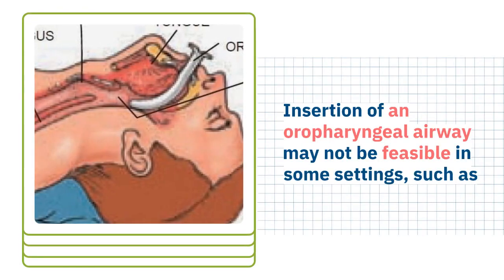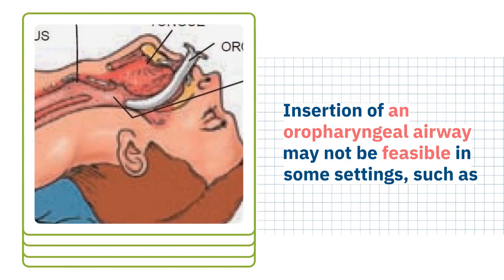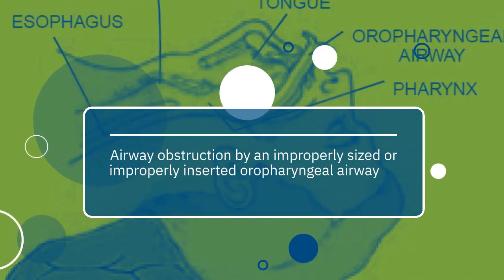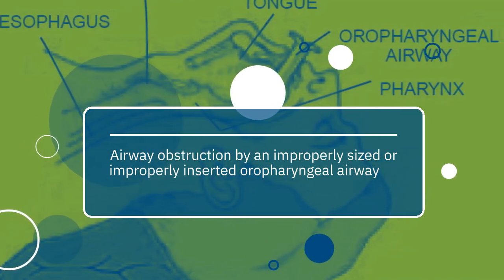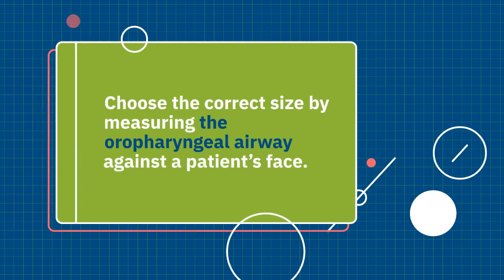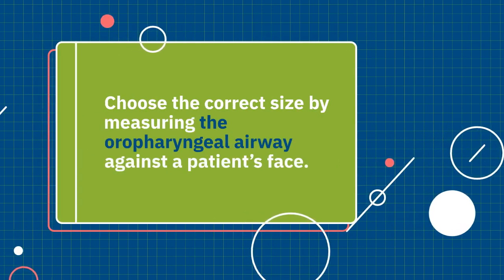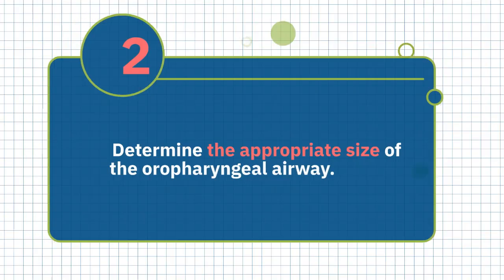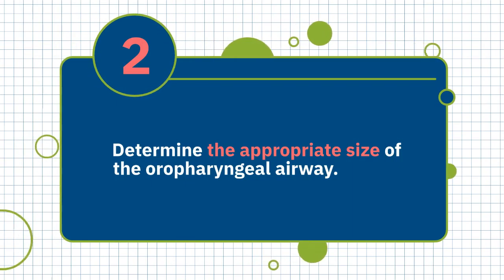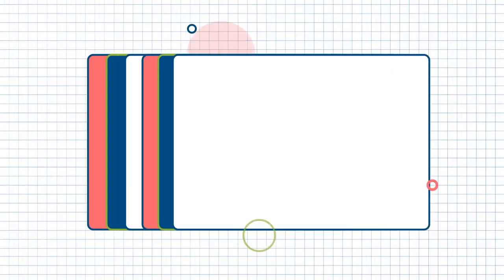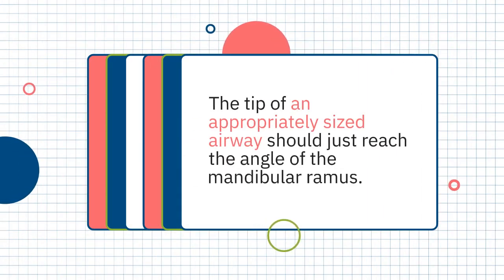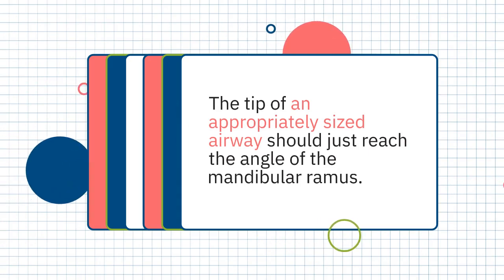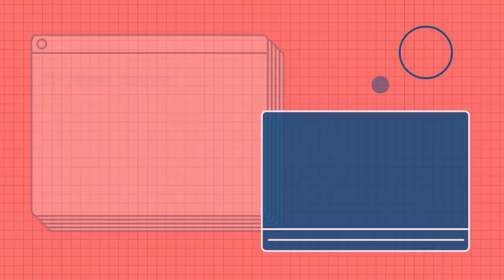Indications for oropharyngeal airway. Oropharyngeal airways are indicated for unconscious patients in the setting of one, bag valve mask ventilation, or two, spontaneously breathing patients with soft tissue obstruction of the upper airway who are deeply obtunded and have no gag reflex. Contraindications for oropharyngeal airway: consciousness or presence of a gag reflex. Relative contraindications: insertion of an oropharyngeal airway may not be feasible in some settings, such as oral trauma, trismus, restriction of mouth opening including spasm of muscles of mastication. Nasopharyngeal airways may be used instead.